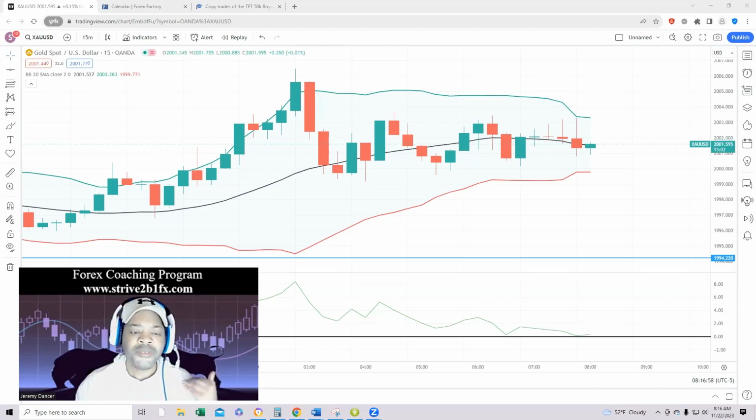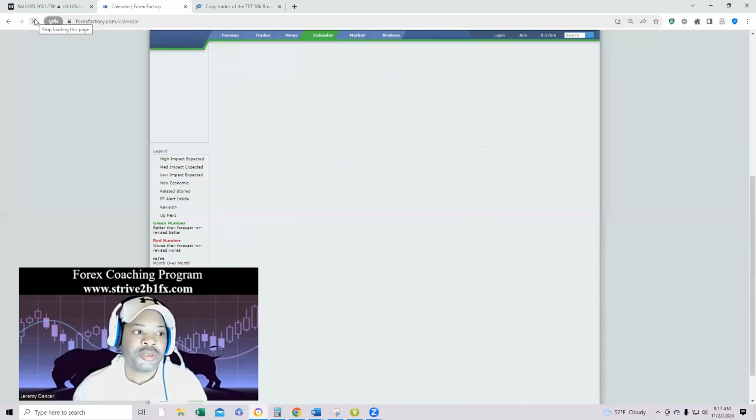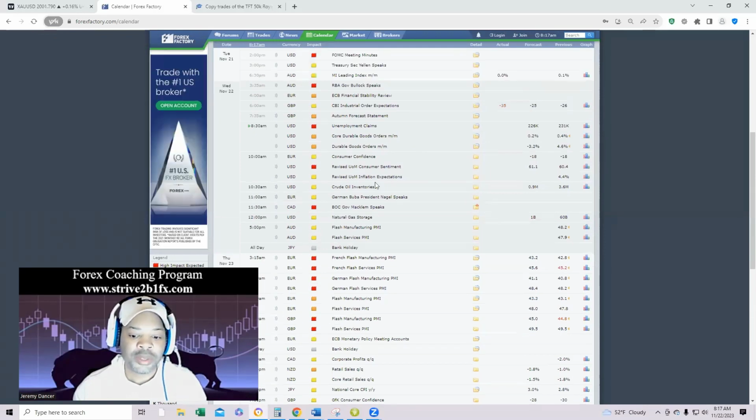So it's 15 minutes prior to the news, and we know that because when you click on your Forex Factory and you go to the date, you can see when the news is going to be coming out. Today is the 22nd of November, and we can see here at 8:30 in the morning, we have unemployment claims on the US dollar, and it has a red envelope signaling that this is going to be high impact news.